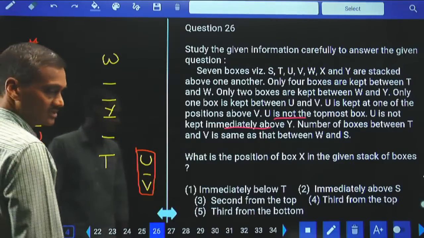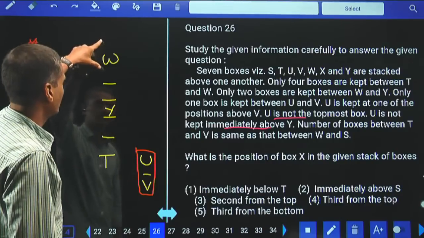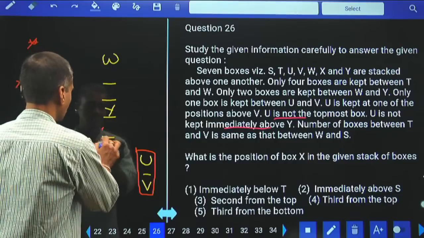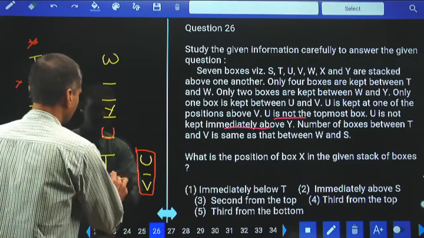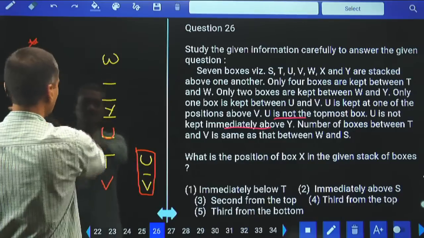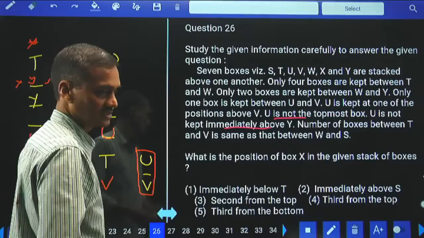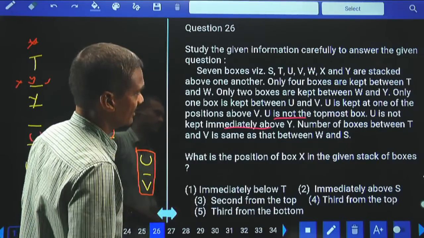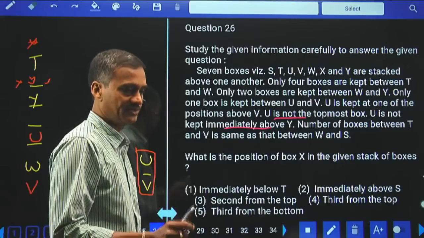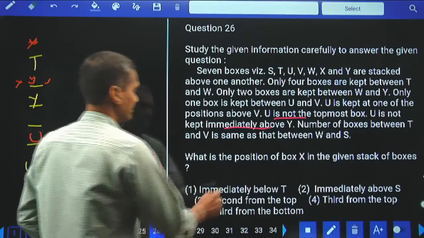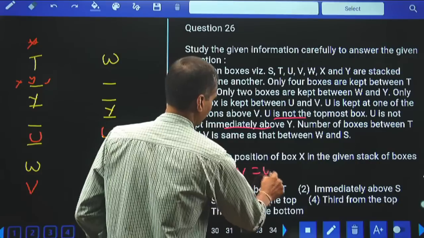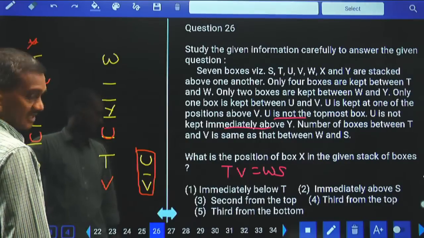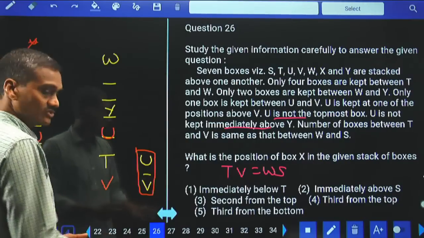Are you following this one or not? Then again coming back. Now U cannot be at the top, isn't it? Cannot be here. Hence in this one also, U is at this place, V is at this place. 1, 2, 3, 4, 5, 6, 7. 7 and 7 were intact. Then after this, number of boxes between T and V, same as W and S. Now here in this one, T and V, how many boxes are there? 5 boxes. As 5 boxes, now between W and S, we need to have 5 boxes.